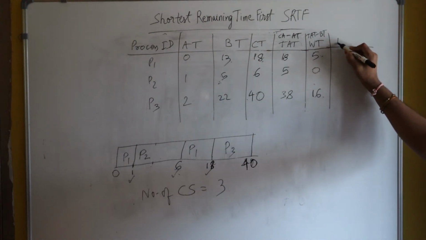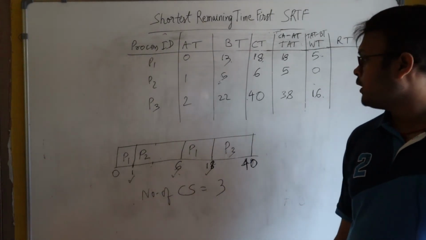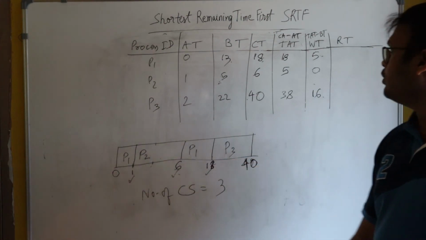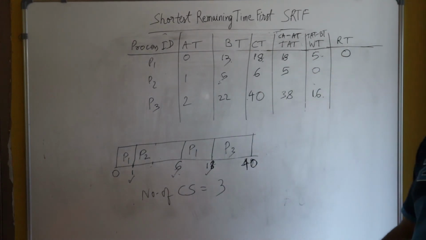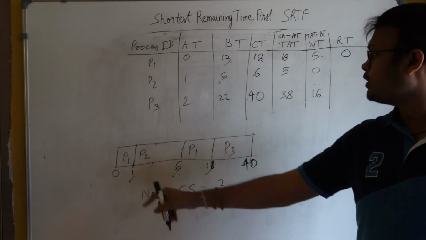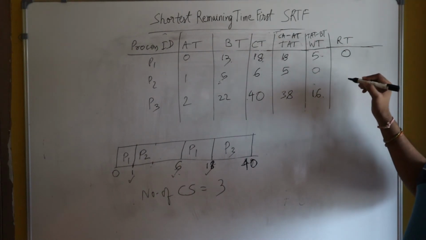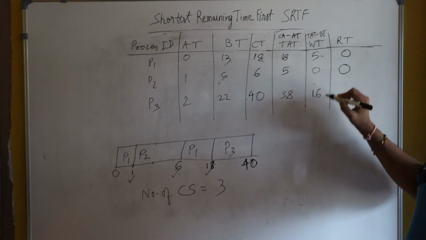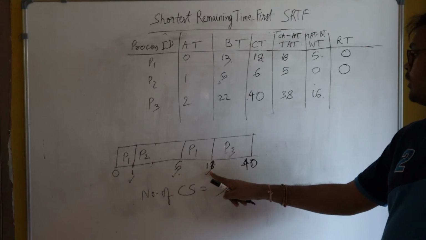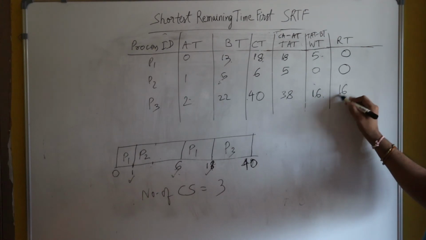Now calculate the response time. So how to calculate the response time? Let's calculate the response time of P1. P1 arrived at 0 and immediately got scheduled, so the response time of P1 is 0. What's the response time of P2? P2 arrived at 1 and immediately got scheduled, so the response time is 0. And what's the response time of P3? P3 arrived at 2 but got scheduled at 18. So the response time of P3 will be 18 minus 2, 16.